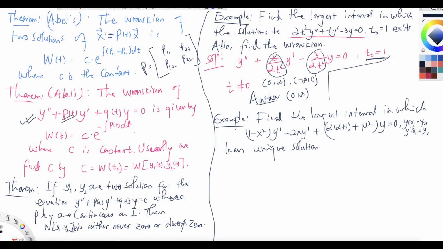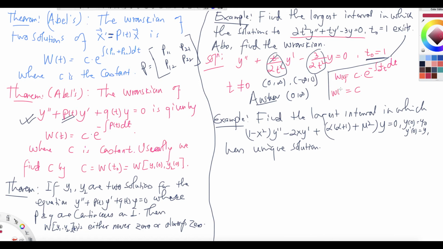Next you want to find the Wronskian. What is the formula to find the Wronskian? The Wronskian is C times e to the negative integral of p(t) dt. The integral of p(t) is the integral of 1 over twice t dt. So what do you get there? You get C times, let me write W(t) there.